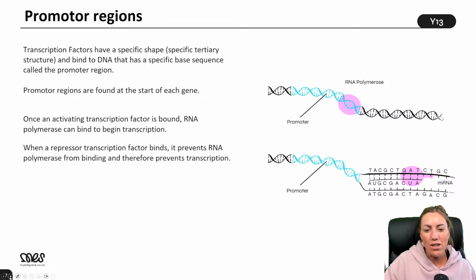Okay, so let's have a look at how this actually works. Is this done by humans? Yeah, this is happening in all of our cells. What's the promoter region like? We're going to look at that now.